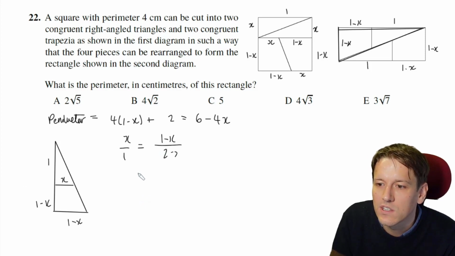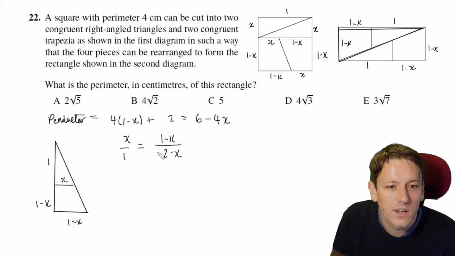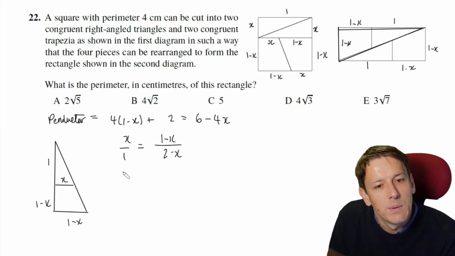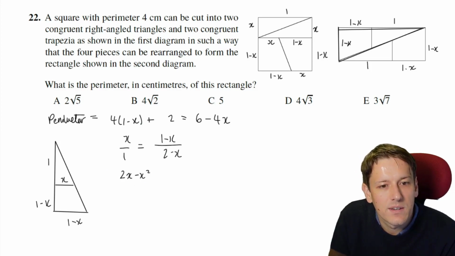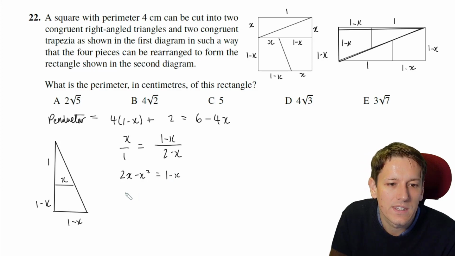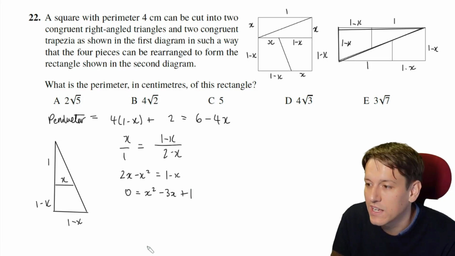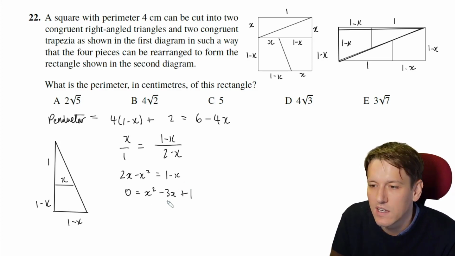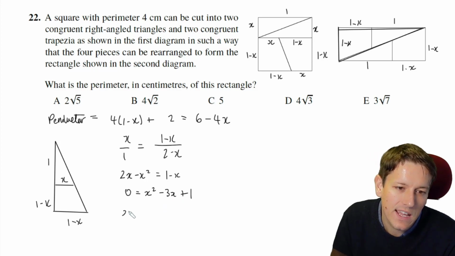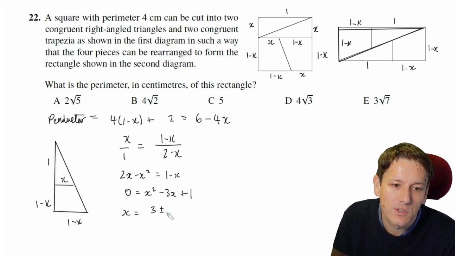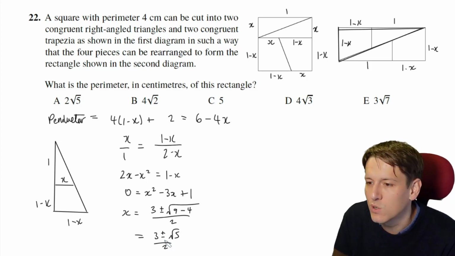So we can just turn this into an equation. Well, it is an equation. We can multiply by 2 minus x and get 2x minus x squared equals 1 minus x. So I've got 0 equals x squared minus 3x plus 1 here, and we can certainly solve this however you want to find x. Let's just use the formula. x equals 3 plus or minus the square root of 9 minus 4, divided by 2. So that's 3 plus or minus the square root of 5 over 2.